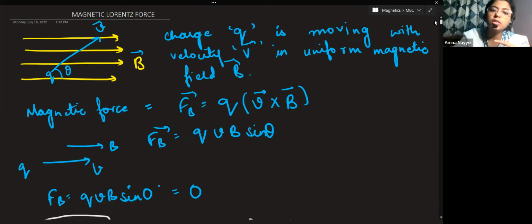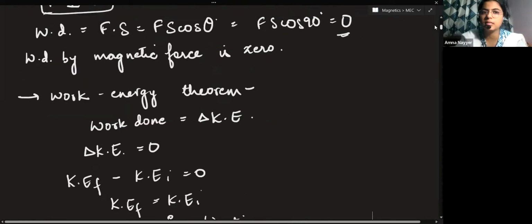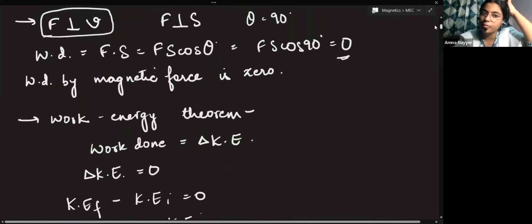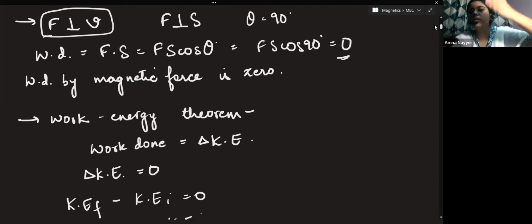If your force is somehow perpendicular to velocity, this was the condition that we had seen. This is one of the theoretical questions that can come. So if force is perpendicular to velocity, it means force is perpendicular to displacement. Work done becomes zero. Therefore, change in kinetic energy becomes zero and kinetic energy remains constant. So no effect on kinetic energy, no effect on velocity due to magnetic force.